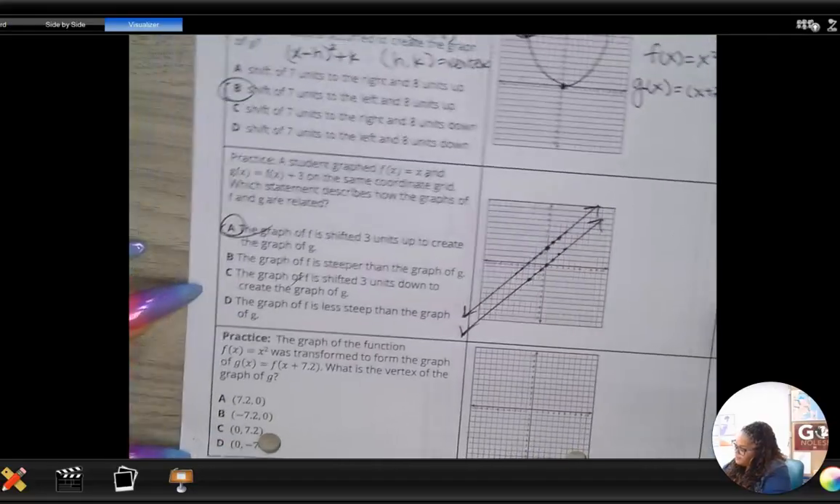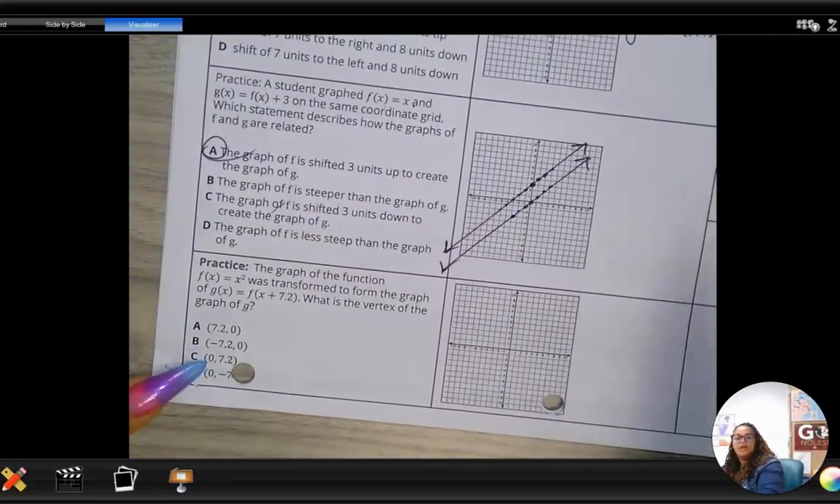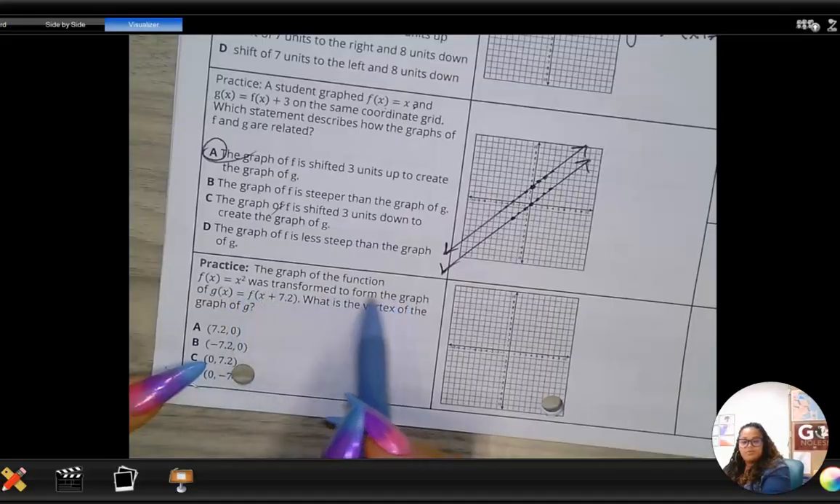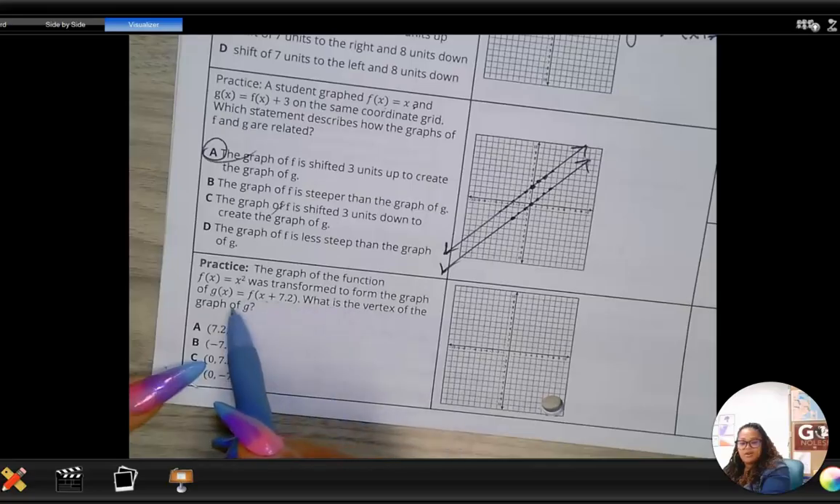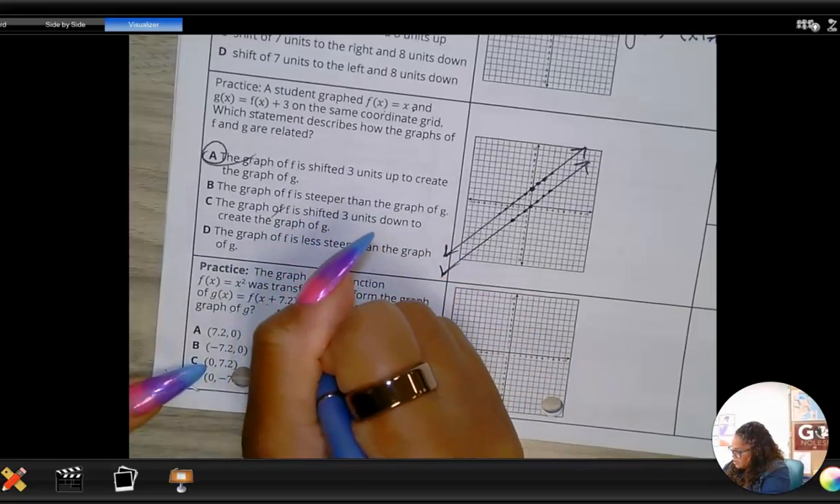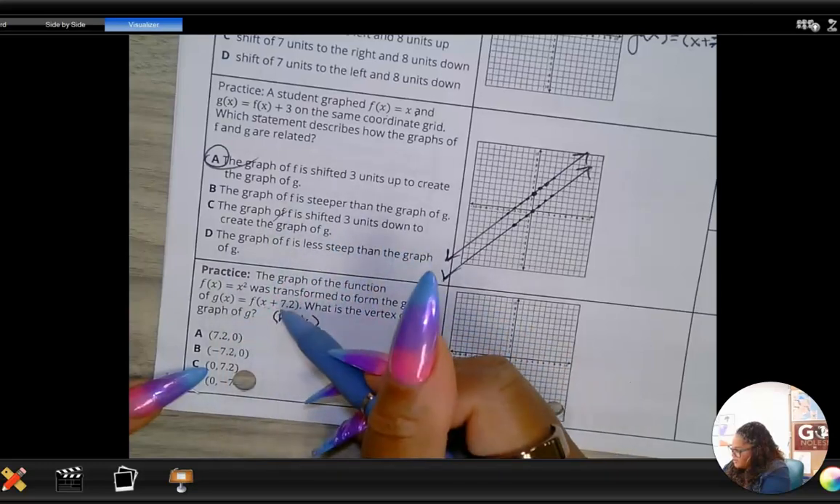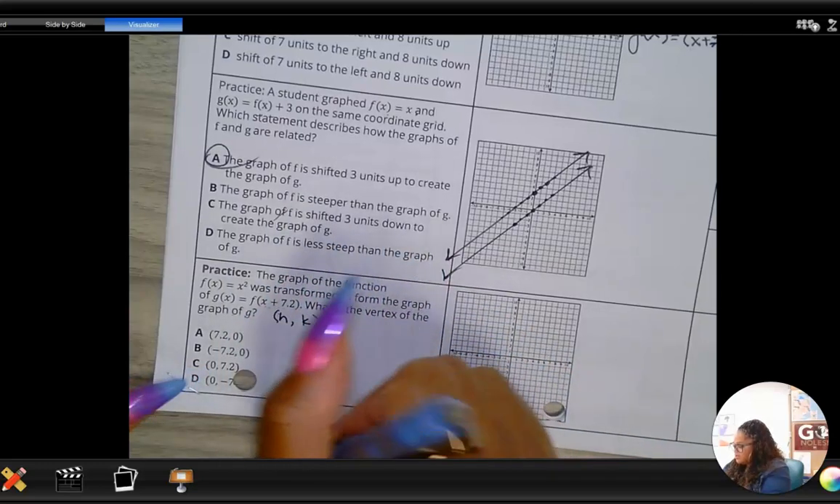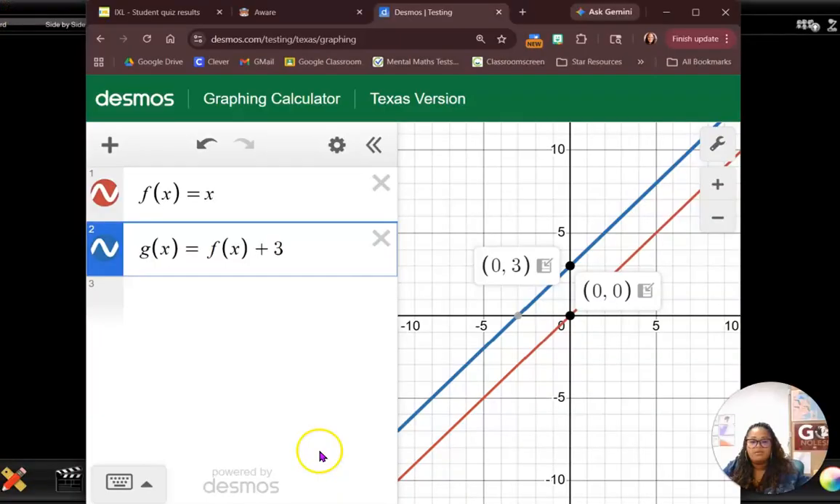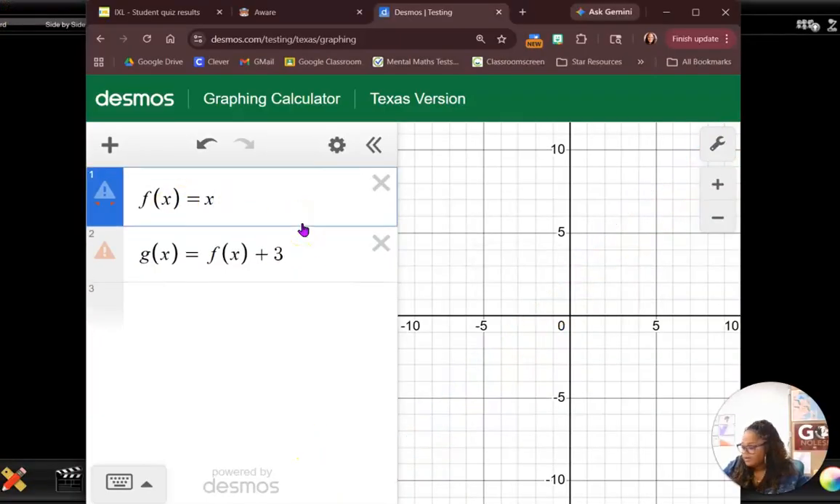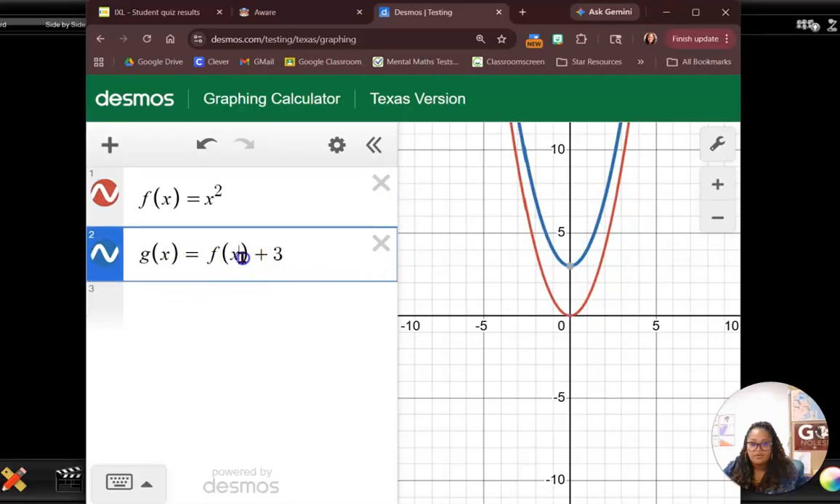Okay, here it says f of x equals x squared was transformed to form the graph g of x equals f of x plus 7.2. What is the vertex of the graph of g? So remember, this is h, k. And always remember, on the inside, it's the opposite of h, k. So in DESMOS again, let's see. f of x equals x squared, and then this one equals f of x plus 7.2. And then we got rid of that one.